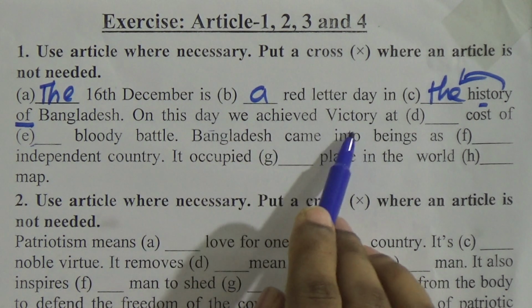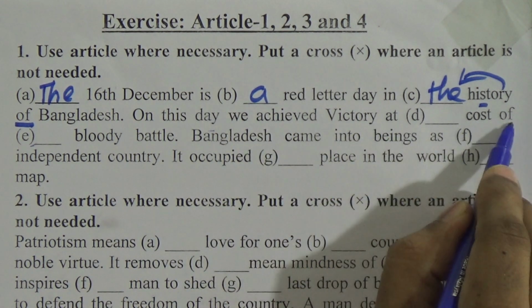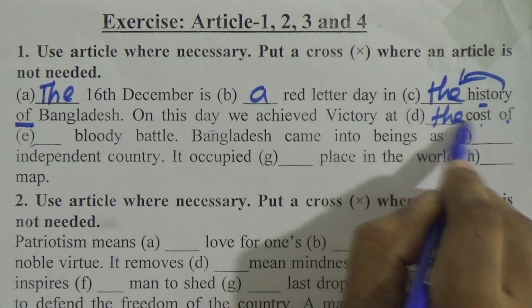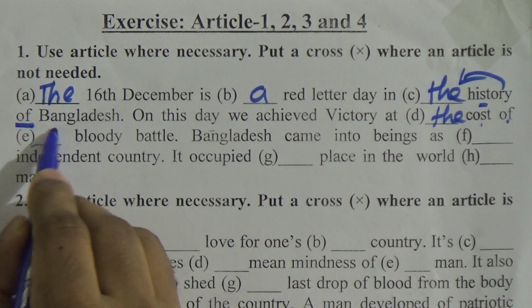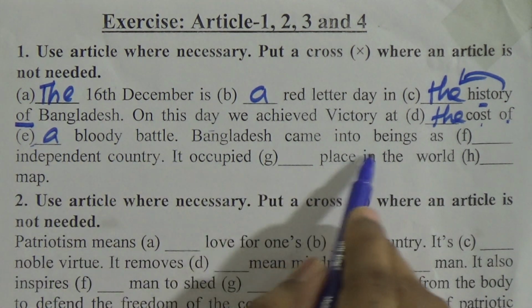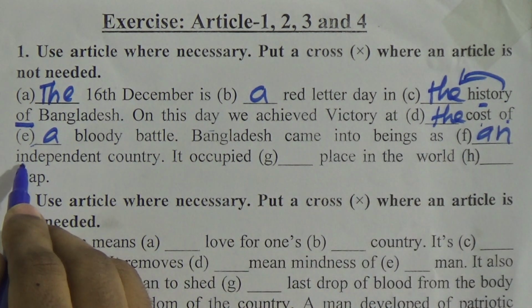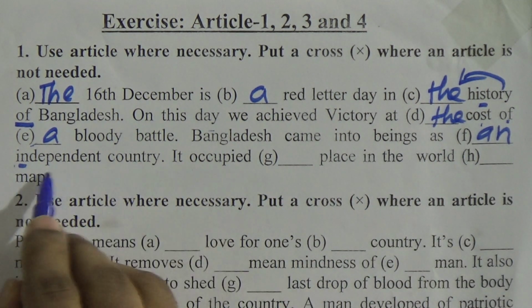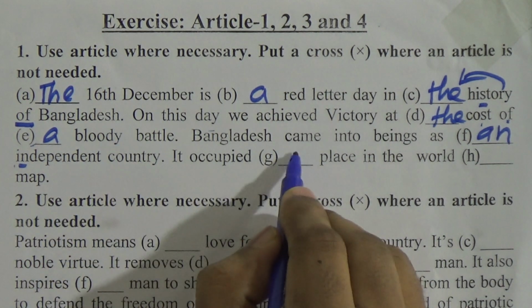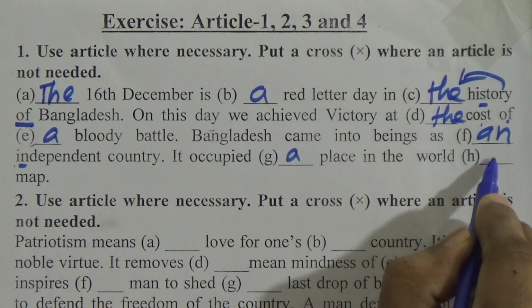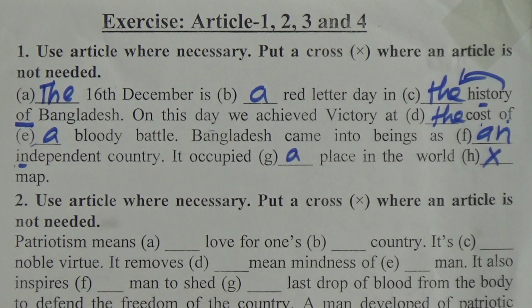On this day we achieved victory at the cost of a bloody battle. Bangladesh came into being as an independent country. The word starts with a vowel. It occupied a place in the world map. So, cross. Number 2.